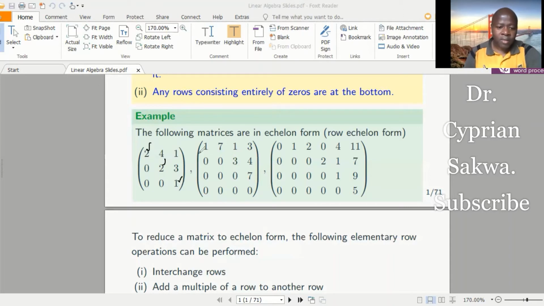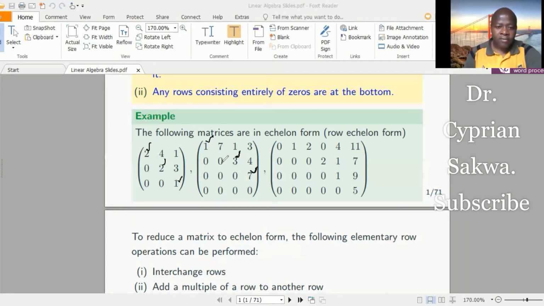Let's come to this other matrix. This is a non-zero row. The first non-zero element, the leading element, is 1. The first non-zero element in this second row is this, so it's the leading element for this row. And for this other row, it's this. So you can see that this leading element is to the right of this, and this one is to the right of this. And that is what property 1 means.